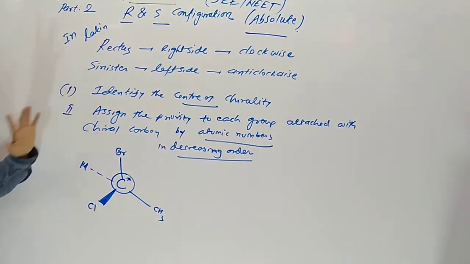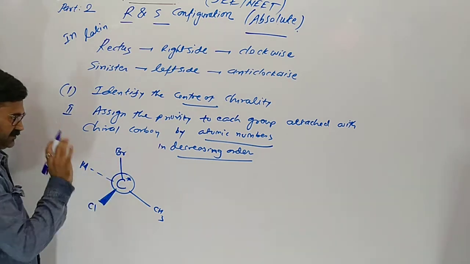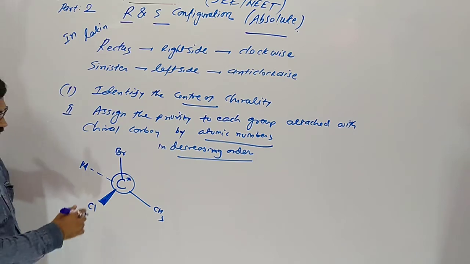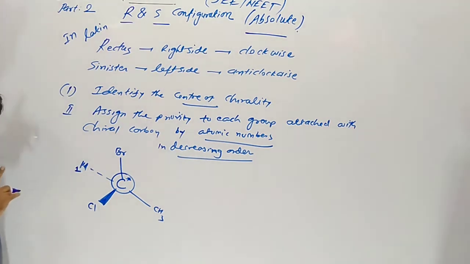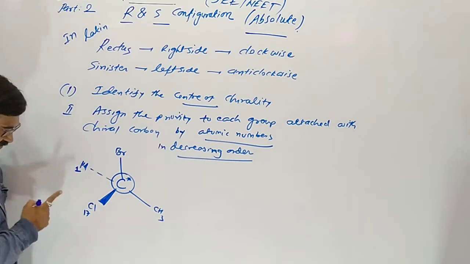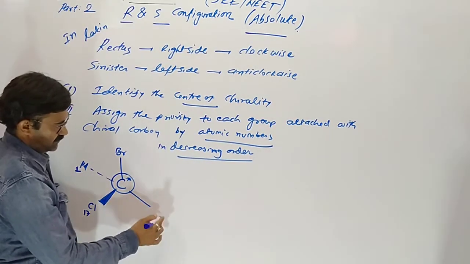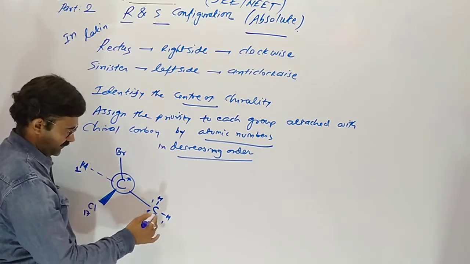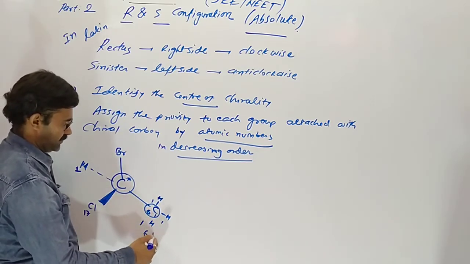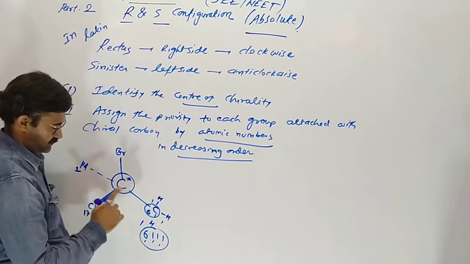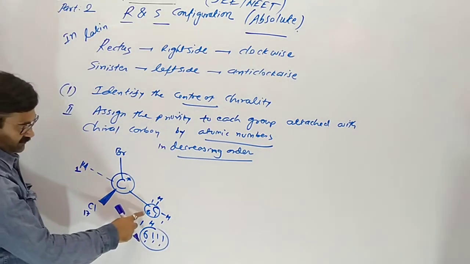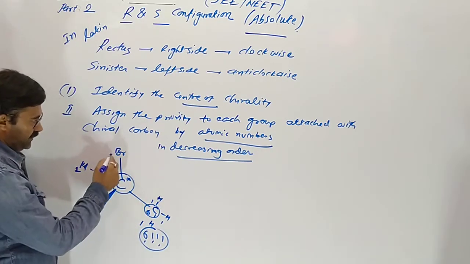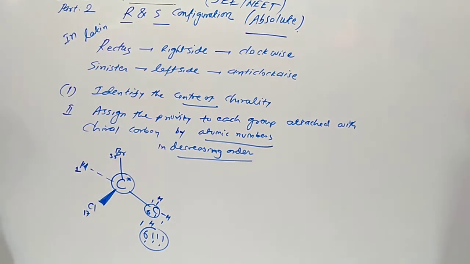First step, identify the center of chirality. Yes, it is defined. Then assign the priority to each attached group. Atomic number of hydrogen is 1. Atomic number of chlorine is 17. Here in CH3, carbon is directly attached, so it is 6, 1, 1, 1. The atomic number of carbon is 6. Then 1, 1, 1. Atomic number of bromine is 35.